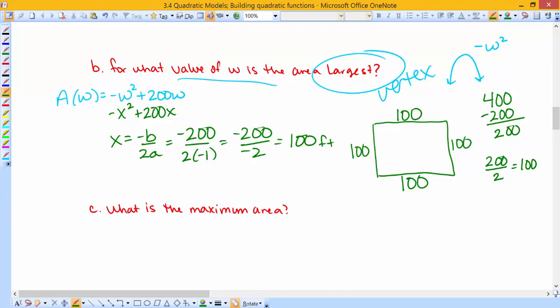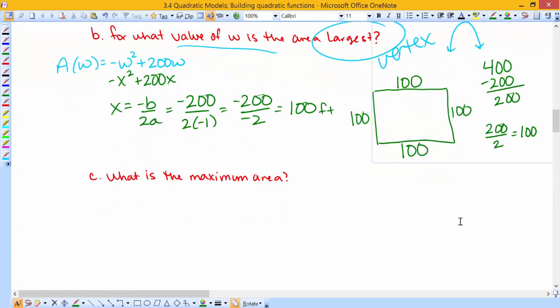If you can remember what this shape is, I'm not going to give it to you, but if you know what this shape is and you are able to use that understanding to help you answer your quiz question, I am okay with that. But if not, you can go through and do this work. So you can decide. But I'm not giving you the name of this shape. That you should know. Now in C, it is asking you for the maximum area.